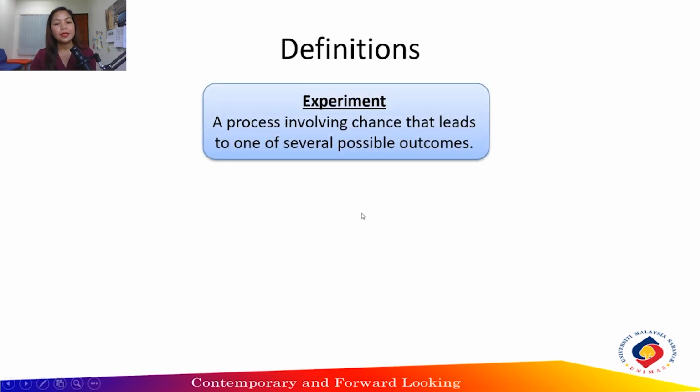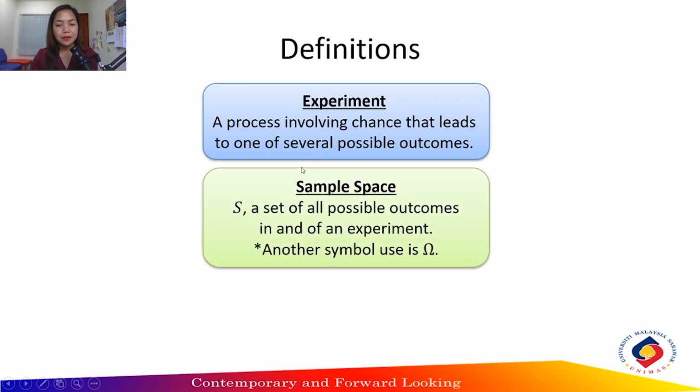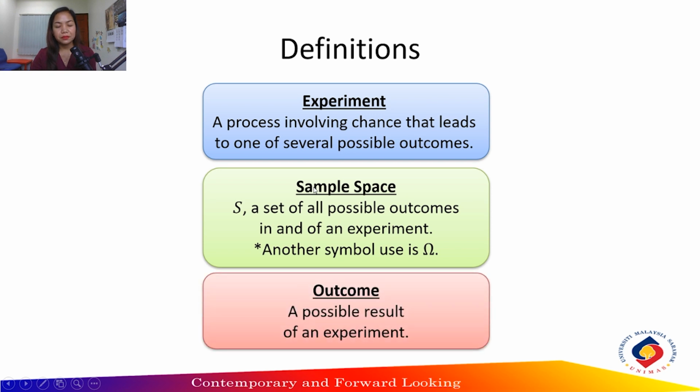So again, an experiment is a process involving chance that leads to one of several possible outcomes. Sample space is a set of all possible outcomes. Some books will have this symbol and some books will have this symbol. So if you see these two symbols, this is just the sample space. And then the outcome is a possible result of an experiment.